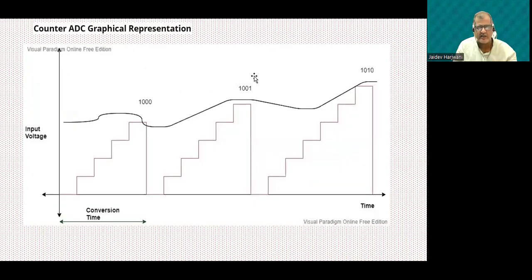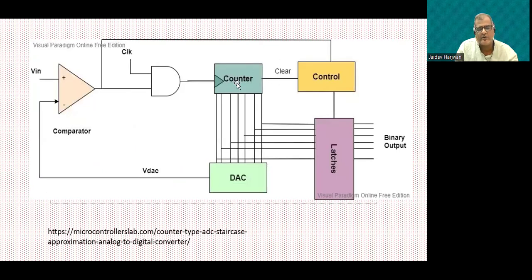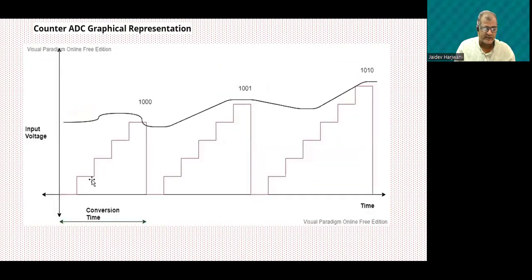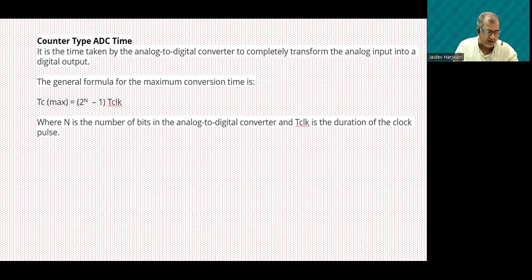Now what is the disadvantage of this kind of counter? You have to restart again. Suppose you have converted some analog voltage into digital output. If you want to convert some other voltage, again you have to restart. So this is a slow counter. Instead of this counter, you can use an up and down counter, and in that case you don't need to restart counting every time. You can start where you left off before.